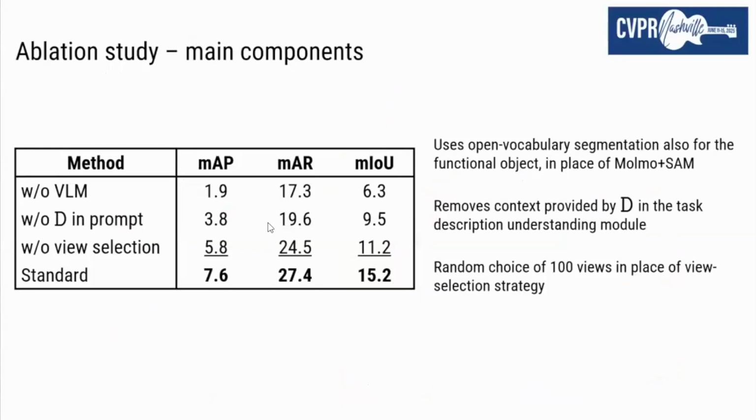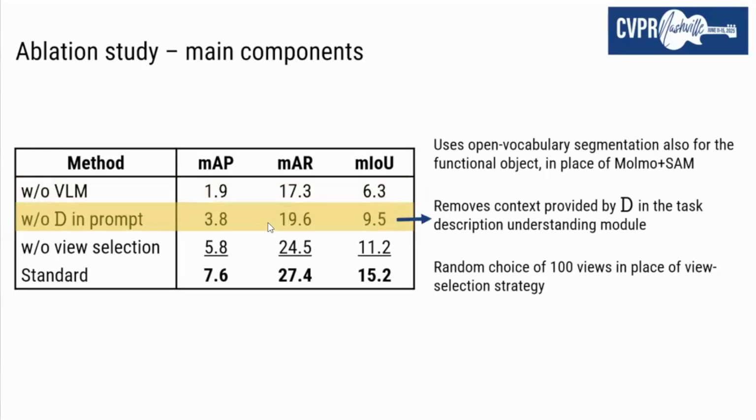Here I'm reporting some ablation studies on the main architectural components of the model. First, in this row we are not using Molmo for the functional object. Instead, we use just an open vocabulary method, exactly as we did for the contextual object. This leads to very bad results because these methods, specifically Grounding DINO and SAM, are not very good at segmenting the functional object because they are very small. In fact, this is the change that leads to the worst performance in our case.